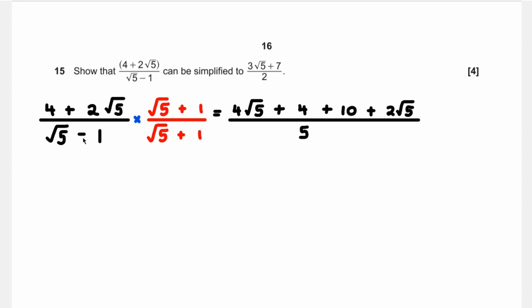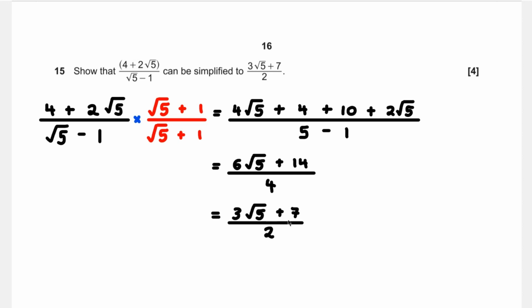We've got a difference of 2 squares, so I've got minus 1 times positive 1, which is minus 1. So let's simplify this. I've got 4 root 5 plus 2 root 5, that's 6 root 5, 4 plus 10, that's 14, and on the bottom I've got 5 subtract 1, which is 4. So if I simplify all this, I get 3 root 5 plus 7 over 2, which is what I wanted to show.